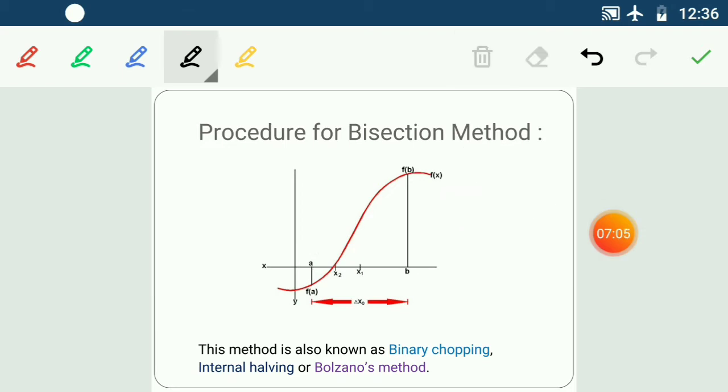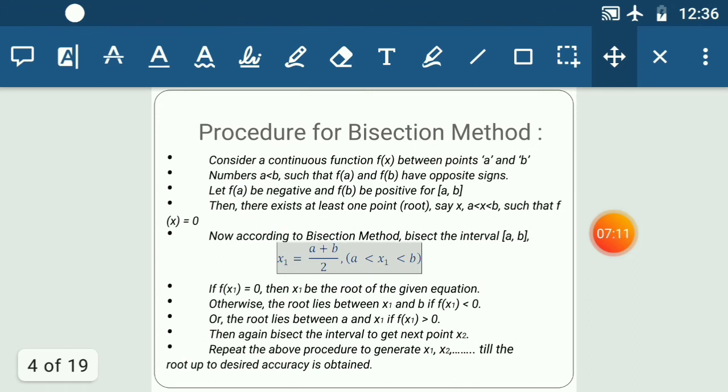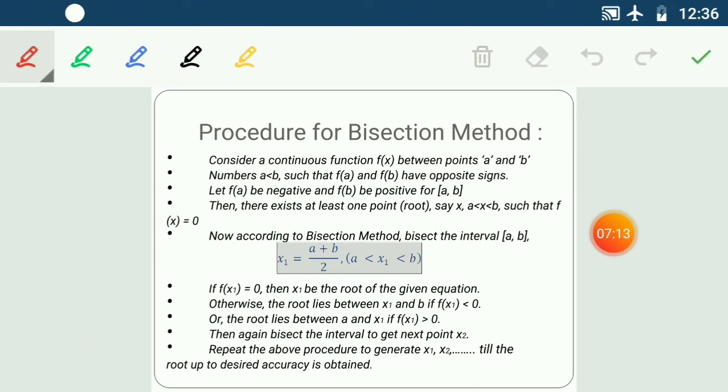Okay, so what is the procedure for bisection method? Here are some steps for the bisection method. Consider a continuous function f(x) between points A and B, where A and B give me alternate signs, with negative and positive values. Okay, so this is my first step for the solution. And then when we get the values of A and B, we use the formula of bisection method, that is x1 equals (A plus B) by 2. Okay, and we will check for f(x1).